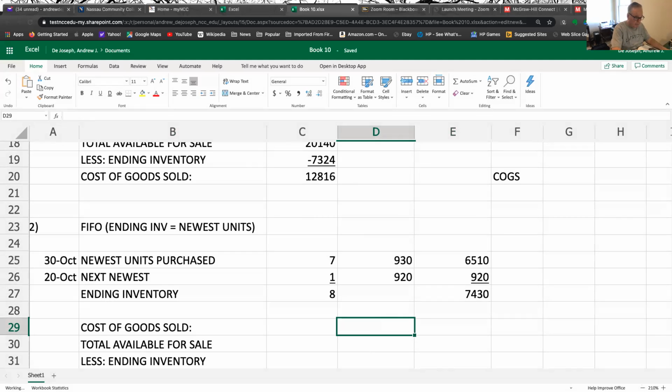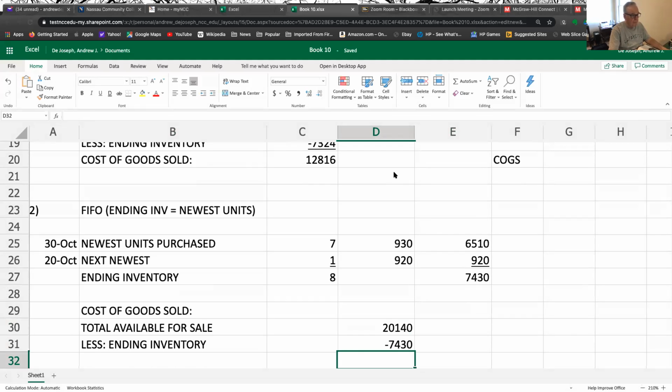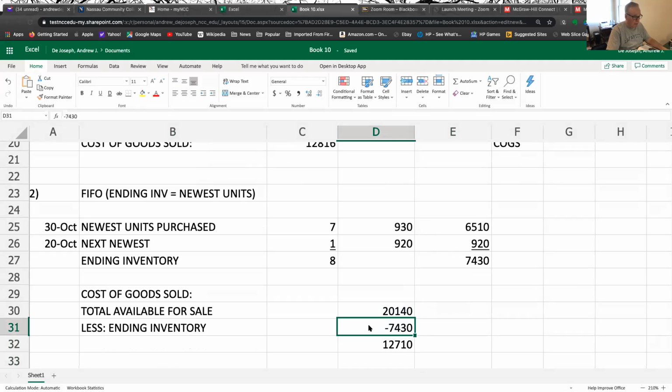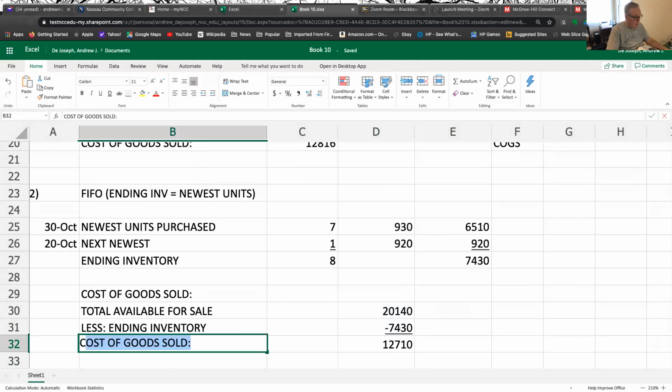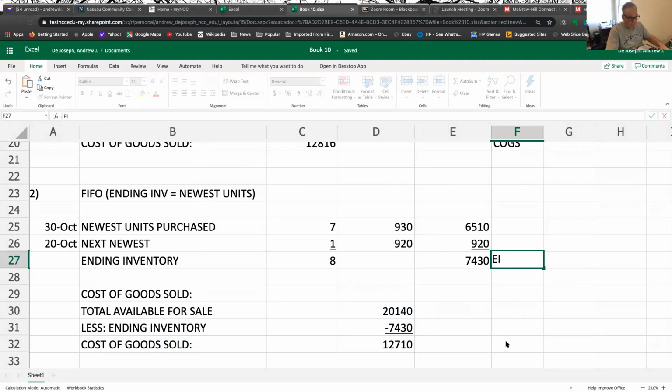So $20,140 minus $74.30 is $12,710, right? That's cost of goods sold. Right, here's your ending inventory number. Here's your cost of goods sold number, right?